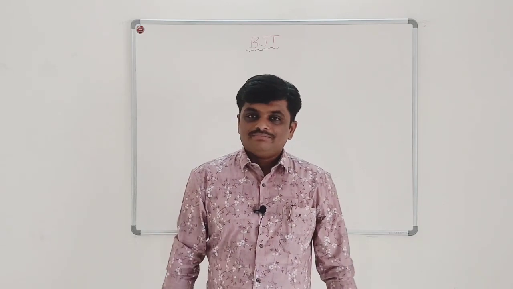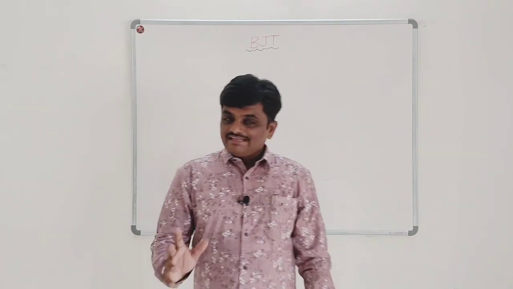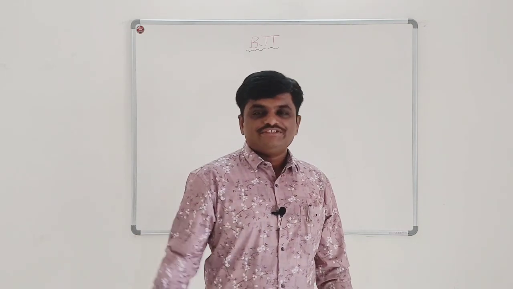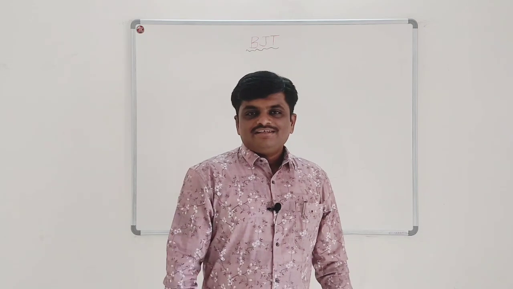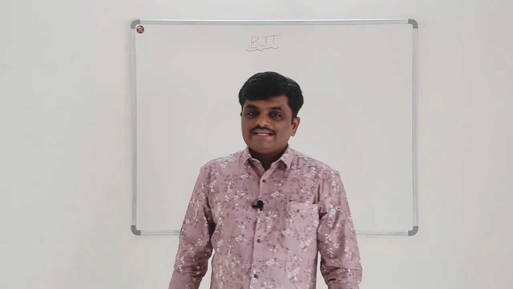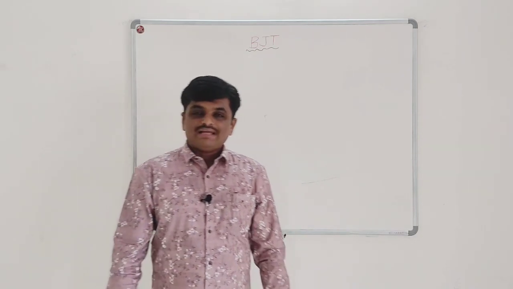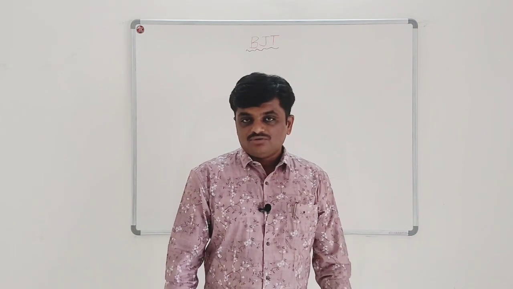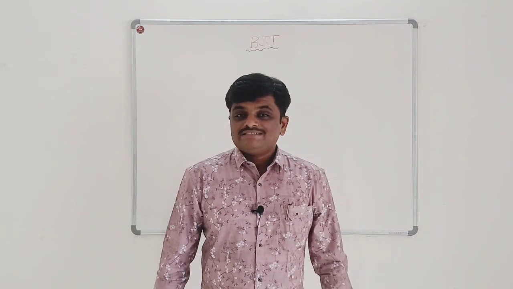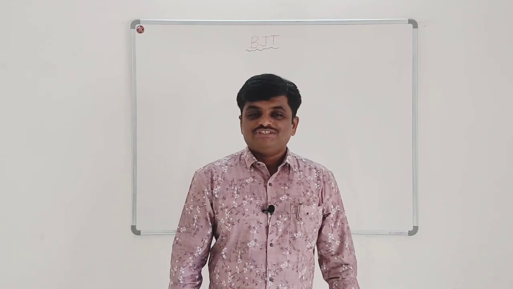So what is BJT? BJT, as the name indicates, is a type of transistor, the bipolar junction transistor. Here the current flow is due to both electrons and holes, so that is why it is called bipolar, and this BJT is a current control device. Now let us start with the construction of BJT.